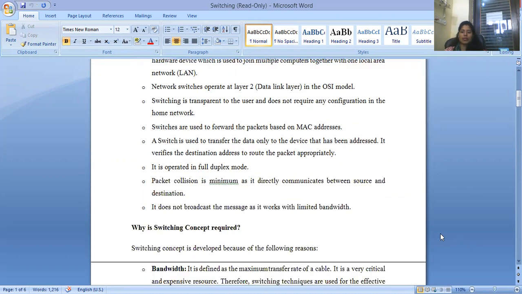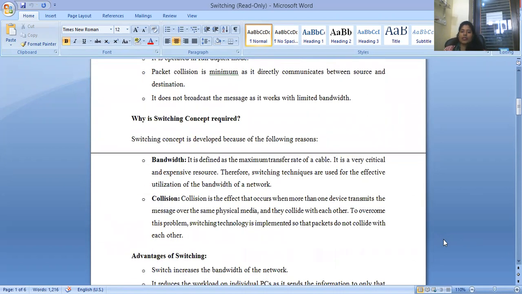Okay, so now why is the switching concept required in data communication? The switching concept was developed for the following reasons. First is bandwidth, and another is to resolve the problem of collision. If we talk about bandwidth, it is the maximum transfer capacity of the cable, and it is a very critical and expensive resource. Therefore, switching techniques are used for the effective utilization of the bandwidth of a network.